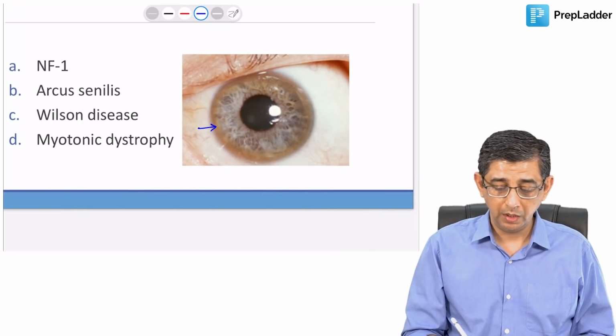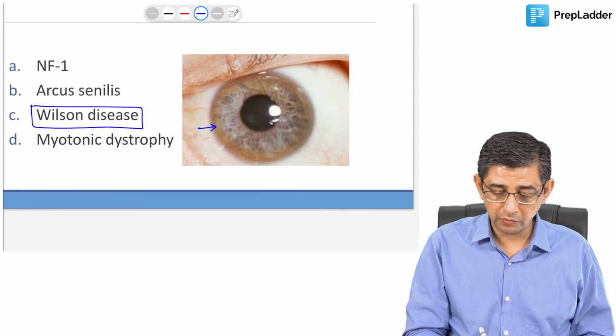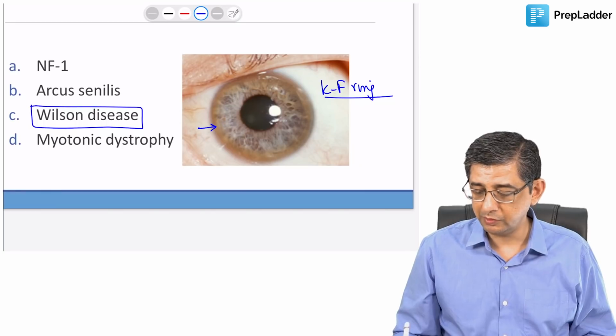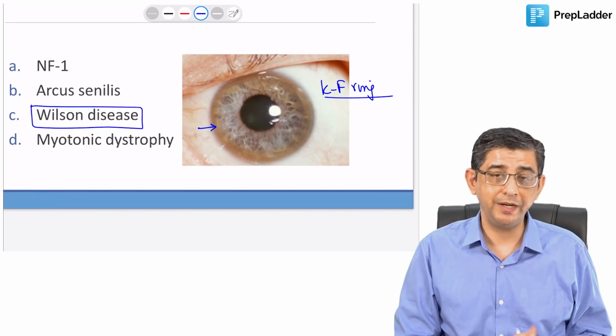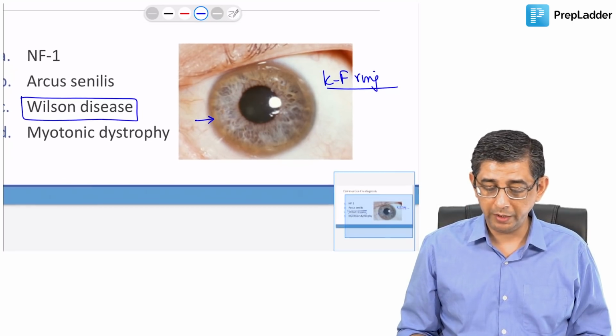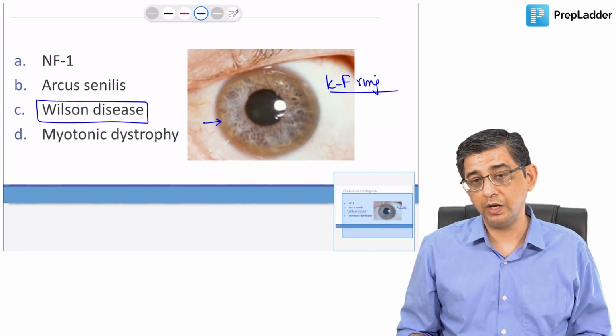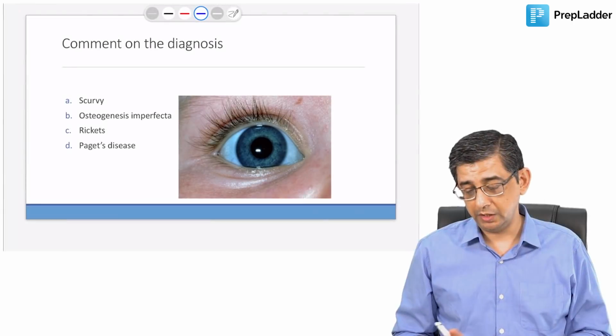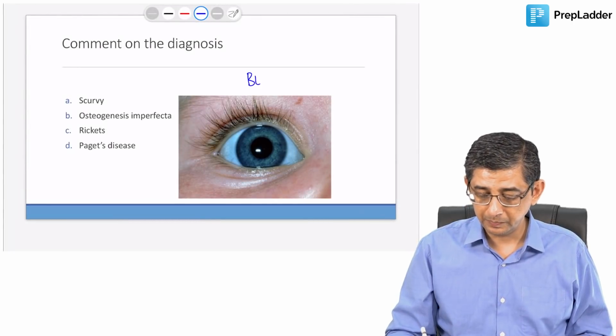This is going to be KF ring. KF ring is what you read with respect to Wilson disease. For management of this condition, zinc acetate would be used, and D-penicillamine can also be used as a chelating agent. The main highlight of this MCQ would be the greenish ring or brownish green ring present in the periphery of the cornea. The next condition was having a blue sclera.